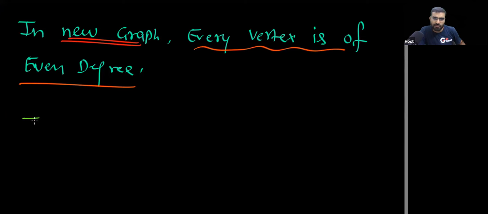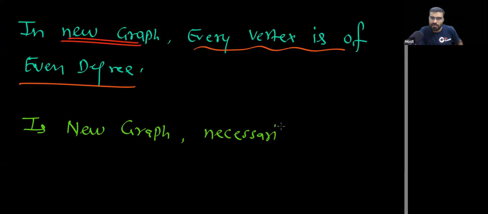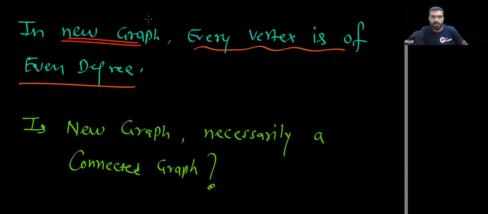But what about the new graph? Is the new graph necessarily a connected graph? Tell me, what do you think? Can you say that the new graph is necessarily a connected graph? Let me tell you, the answer is no.